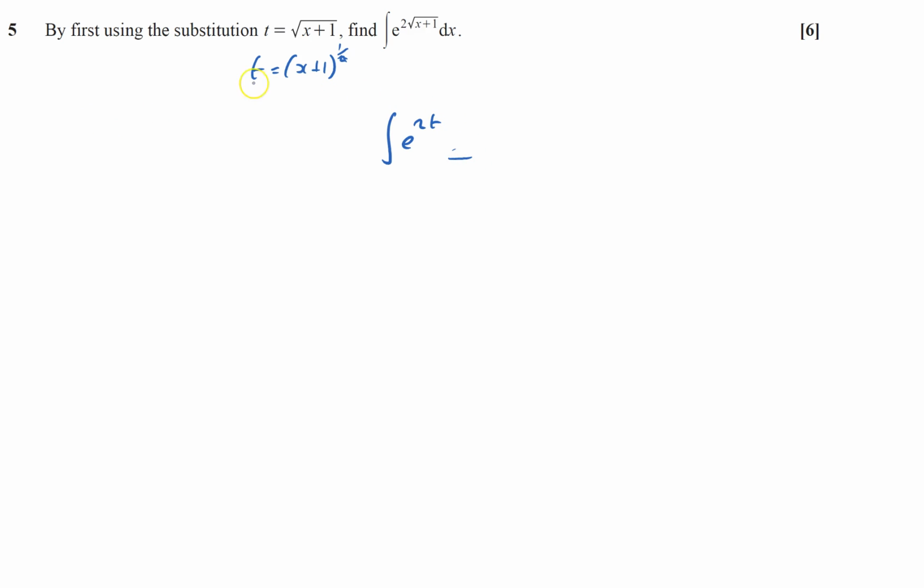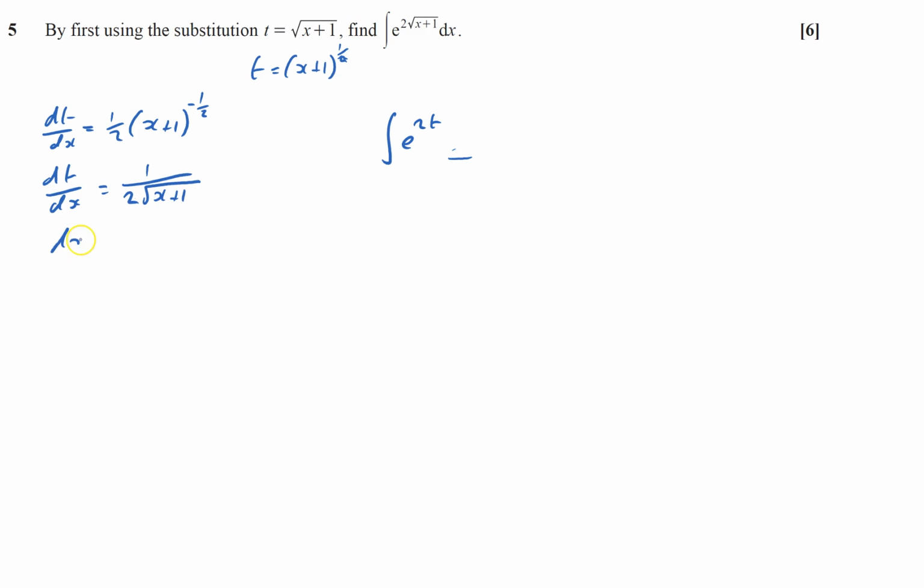So whatever the dx bit is, I need to find out what that is. I need to get dx, so therefore I'm going to differentiate this bit to get dt by dx equals a half (x plus 1). We're differentiating, so we have to decrease the power by 1, so that's minus a half, and then times by the derivative of the bracket. Well, that's 1 in this case, so I don't need to do it. So I get dt by dx equals 1 over 2 times the square root of x plus 1.